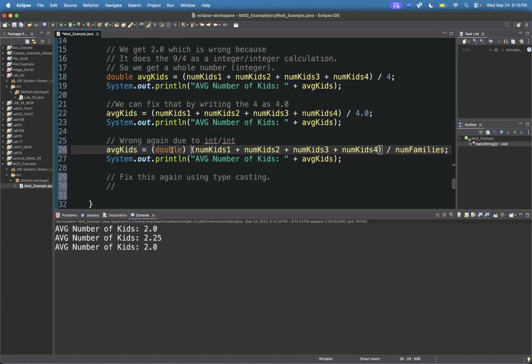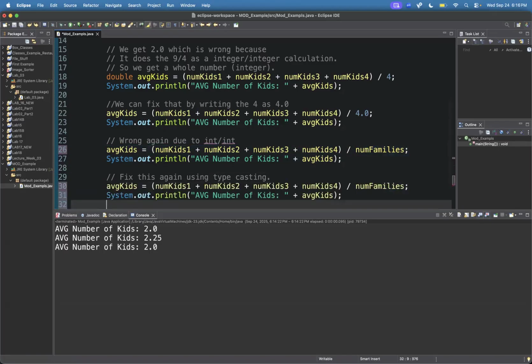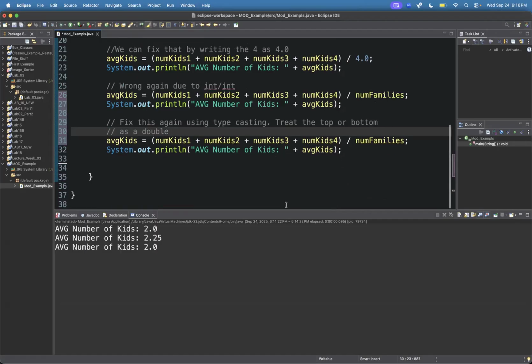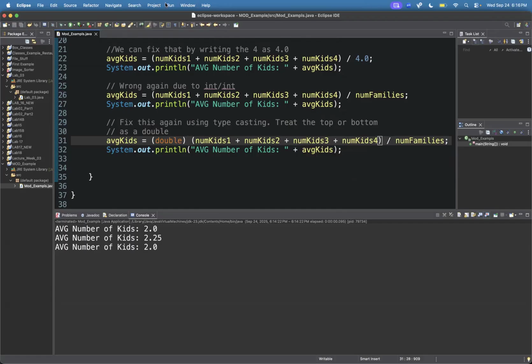Whatever's immediately to the right will be treated as a double. Oh, I shouldn't have done that there though. Let me just repeat this so I can copy paste it. We want to treat the top or bottom as a double. So how do we do it? At the beginning of the line, you can put double, in which case it will turn whatever is to the right into a double. And that will be the right answer.